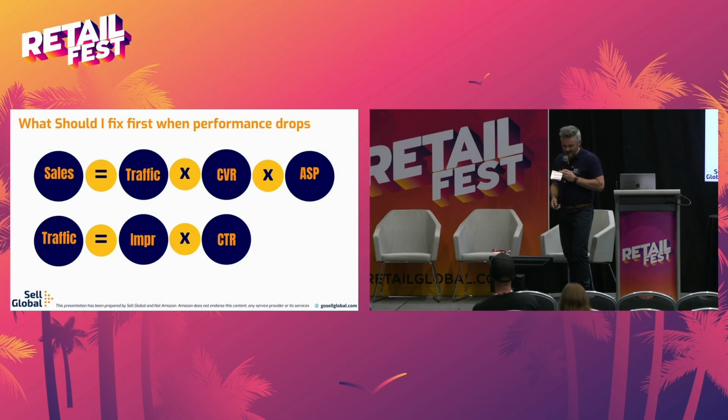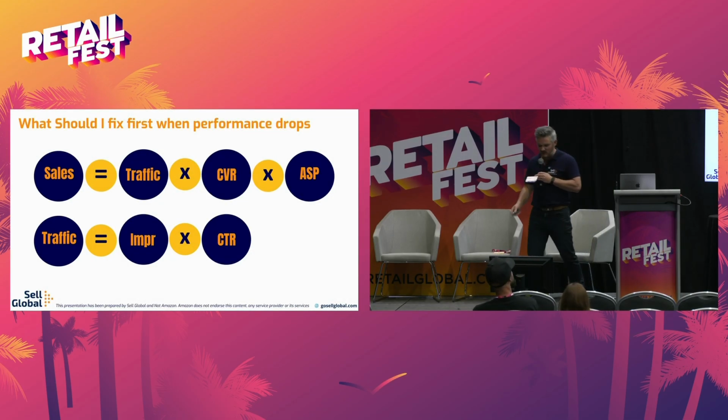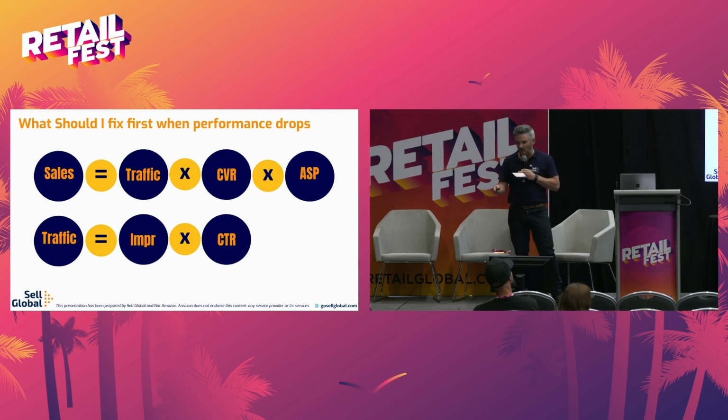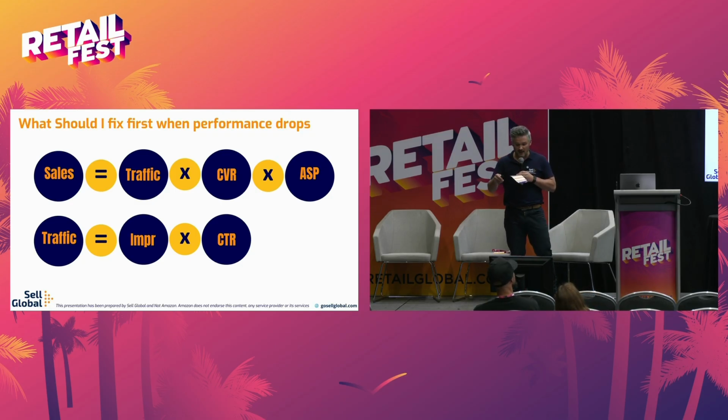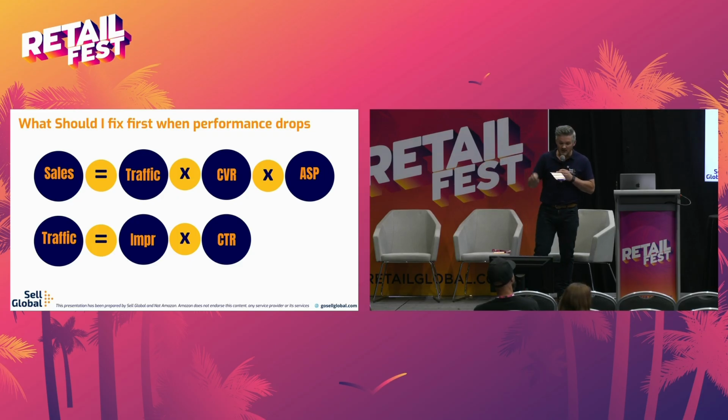I put this slide in because this is a good example of what you should do when performance drops. So I'll look at the top one as an example here. So this is an example of where or how to diagnose sales and traffic. So we'll look at the top line in this example. So sales equals traffic times conversion rate times average selling price. A little bit like what I showed you before. So when performance drops or sales drop, it's one of those three things.